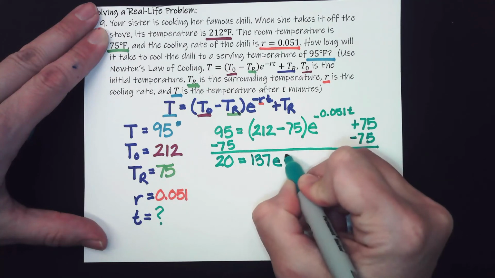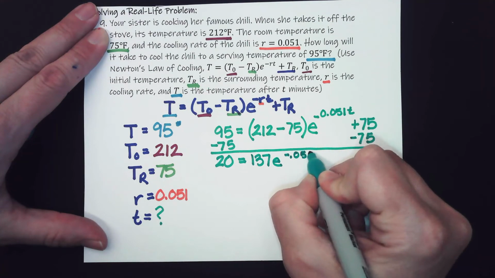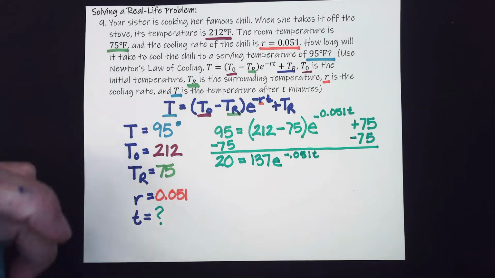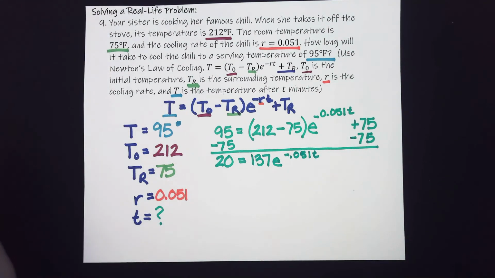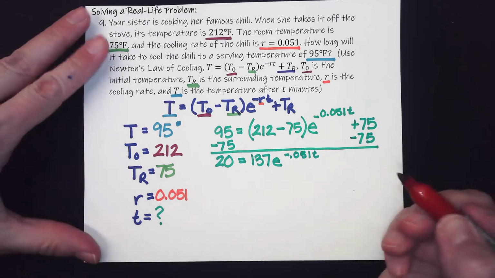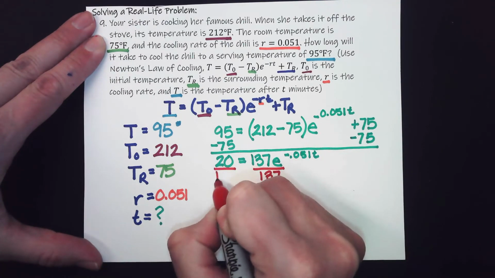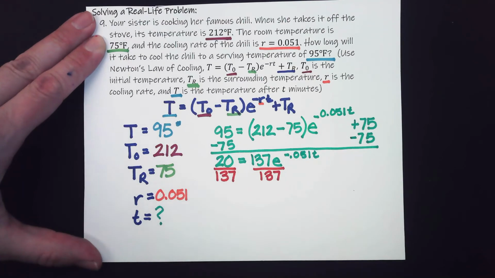E to the negative 0.051t. Okay, again, e is still not all by itself. It is being multiplied by 137. So I need to divide by that 137. I'm getting mighty colorful here.